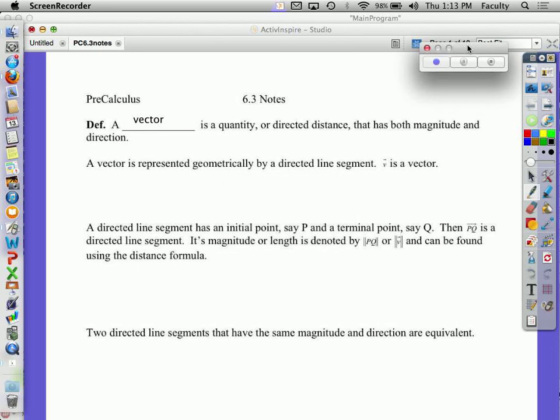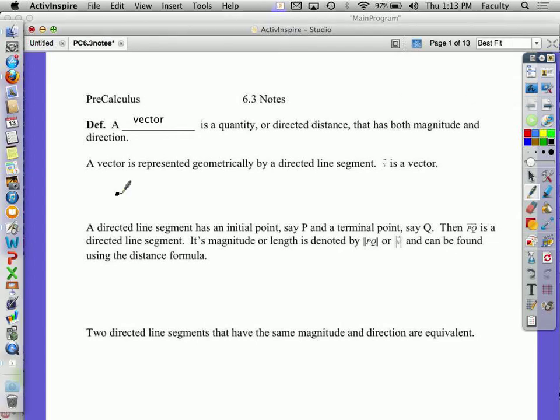6.3, a vector. A vector is a quantity or directed distance that has both magnitude and direction. So a vector is represented geometrically by a directed line segment. So I need to point something out to you. We will call this vector V.